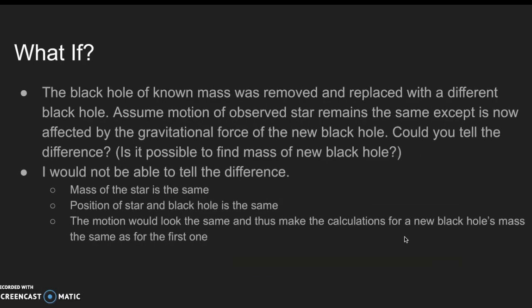Then what if the black hole of a known mass was removed and replaced with a different black hole? Assume that the motion of the observed star remains the same, except it is now affected by the gravitational force of the new black hole. Would you be able to tell the difference?